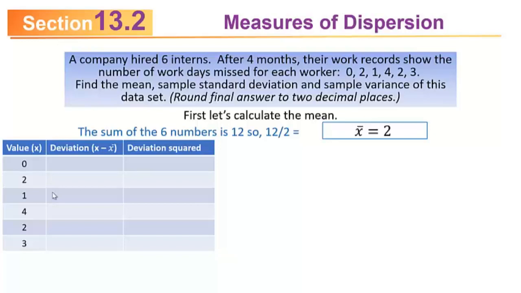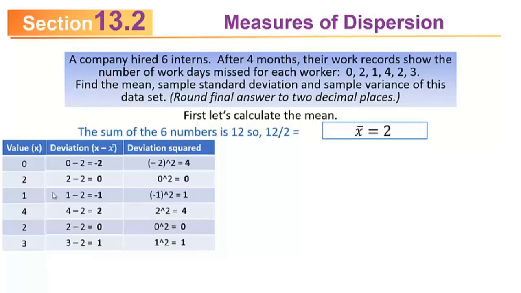Now you're going to use the formula. Remember, in the formula, to get the numerator, under the square root, you want to build this table. Put the values in the first column, then measure their deviations from the mean. So the mean is 2, so you take 2 away from every number in that first column. 0 minus 2, negative 2. 2 minus 2 is 0. 1 minus 2, minus 1. 4 minus 2 is 2. 2 minus 2 is 0. 3 minus 2 is 1.